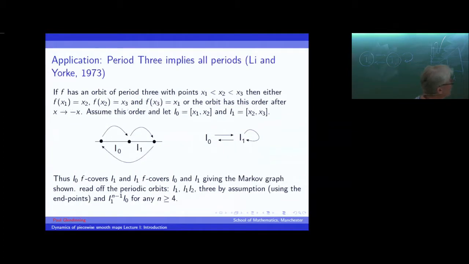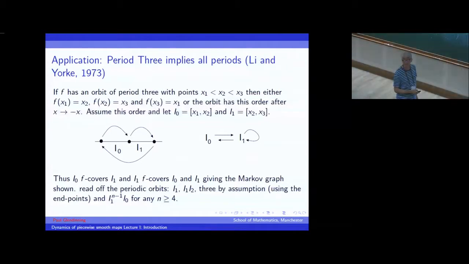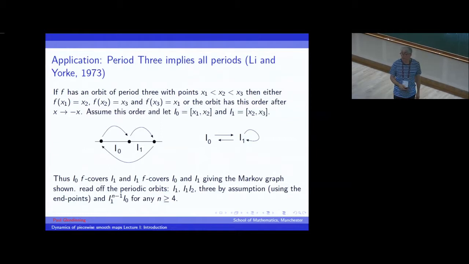Okay. So what can we tell going back here? Well, we can just look at the graph and say, look, there's a fixed point. That's I1 going to itself. Look, there's a period 2. That's I0 going to I1 going to I0. There's a period 3 because I assumed there was a period 3. Anything else? I can go lots of times around here and then hop across to I0 and come back. Each of those gives me a closed path.